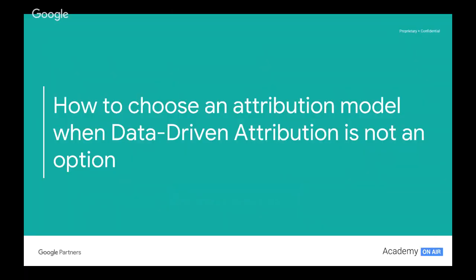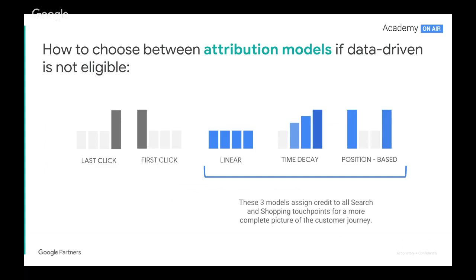But what happens if you're not eligible for data-driven, which is a very common problem across a lot of conversion actions, especially if you don't get a huge amount of traction going through them? So not to worry, there are still some really great models left. So as Dave said, we've got left with the 5 different rules-based models. So we're going to rule out first and last click.